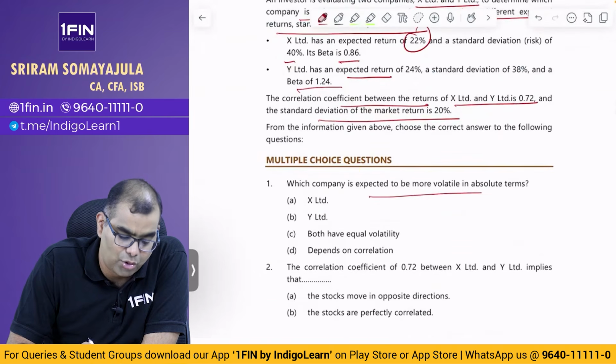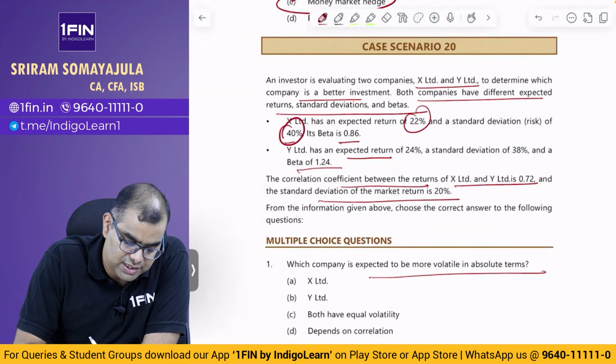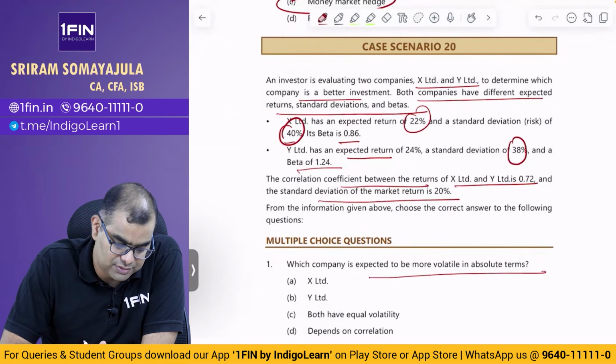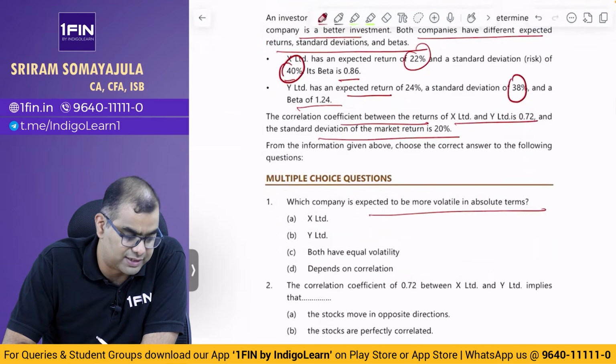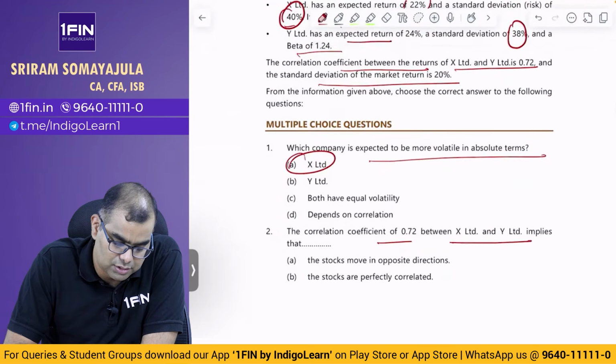Which company is expected to be more volatile in absolute terms? Who has higher standard deviation is more volatile? Standard deviation is 40% and standard deviation is 38%. In absolute terms, what do you mean absolute terms? Standard deviation is overall risk. So answer is A, 40% only, X. The correlation coefficient of 0.72 between X and Y implies what?